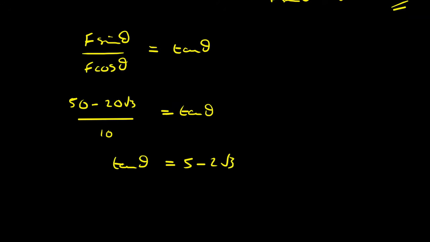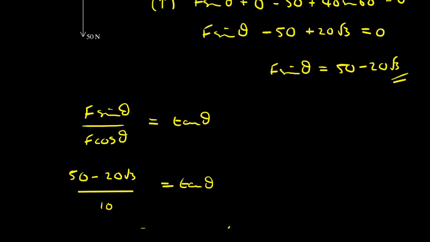Well, in that case, all we need is to use our calculator. So let me just get that. So tan inverse of 5 minus 2 root 3, and what I get is 56.9 degrees. Theta is equal to 56.9 degrees.